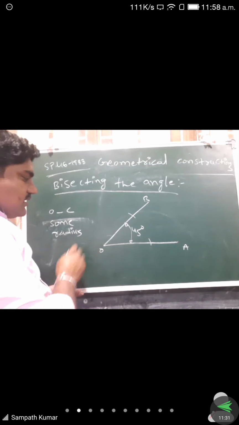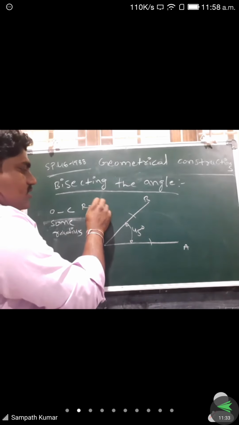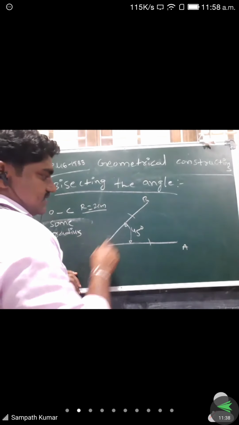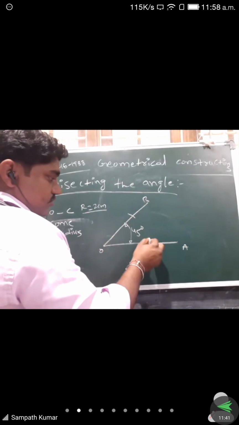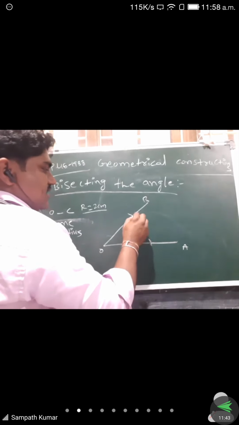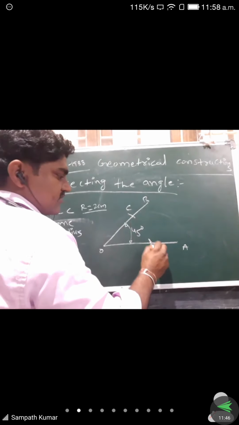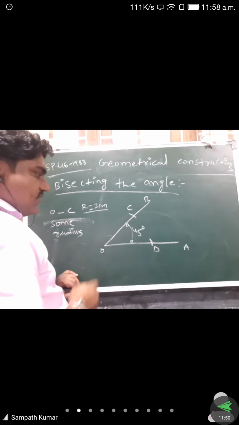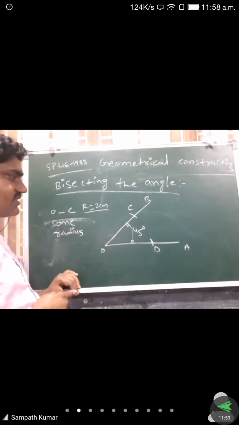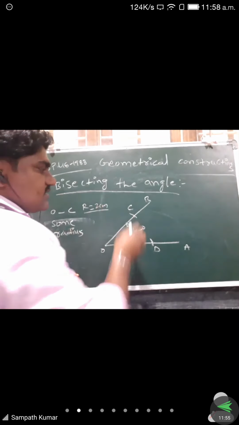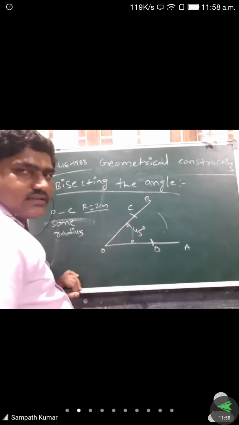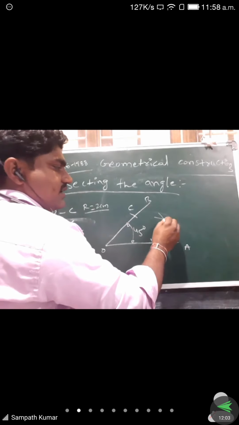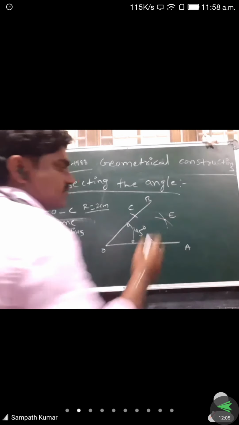Take O as the center. We take R equal to 2 centimeters. Draw the arcs on OB and OA. These points are called C and D. Take C as the center with the same radius, 2 centimeters, and draw an arc. Next, D as the center with the same radius, intersecting this arc. The intersection point is called E.